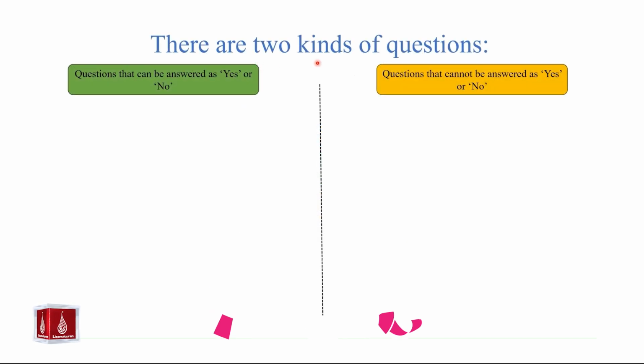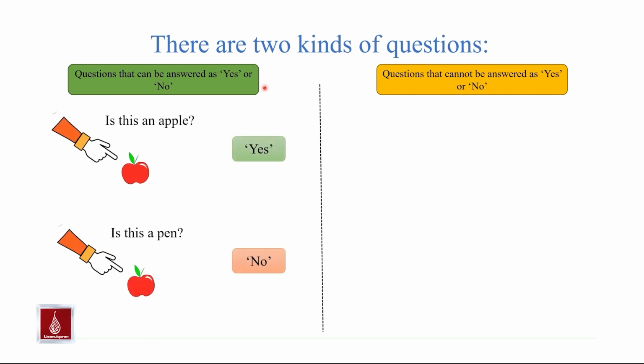There are two kinds of questions. Questions that can be answered as yes or no, and questions that cannot be answered as yes or no. For the first category, we have the following examples. We can ask the question, is this an apple? And we can answer yes. Is this a pen? No. So these are examples of questions that can be answered with yes or no.